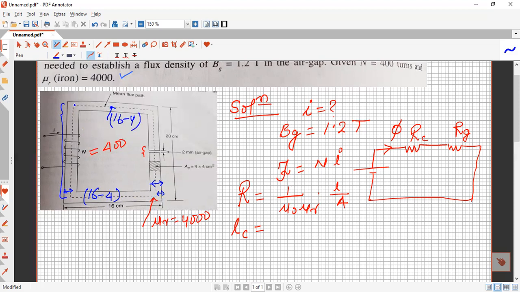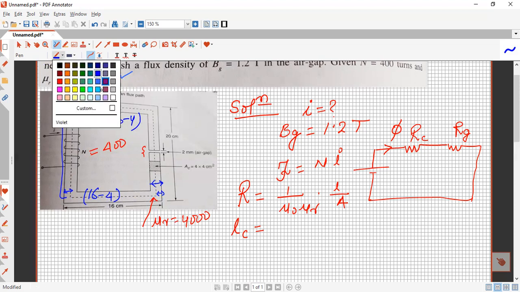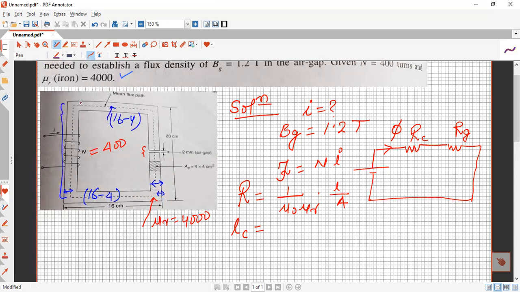Then again we have to calculate this length. You can judge by yourself how much this length could be. Here also, 2 centimeter is from here to here, and 2 centimeter from here to here, and the total length is 20 centimeter. So we have to subtract 4 centimeter. So 20 minus 4 centimeter, it will be 16 centimeter.